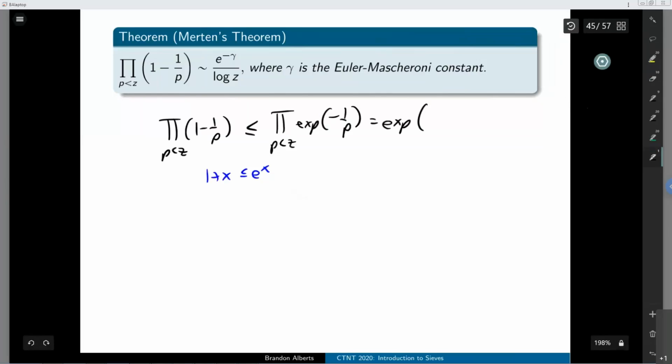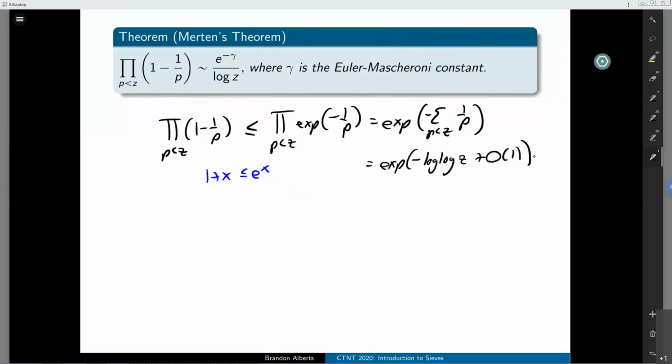So you can move the product inside the exponential as a sum. In fact, I can move the minus sign to the outside of the sum. We know what the sum of 1 over p does. This is the exponential of negative log z plus big O of 1. Exponential of big O of 1, that's bounded above by some constant. Exponential of negative log z, we can move the minus sign inside the log. And we'll get, this is big O of 1 over log z.